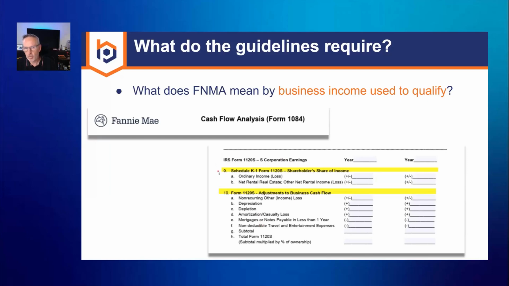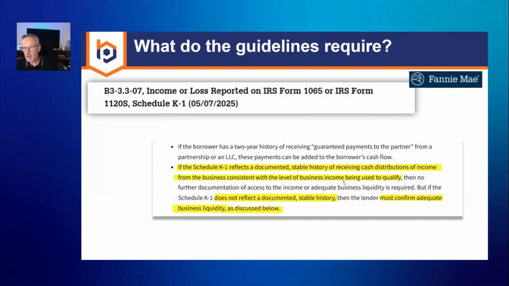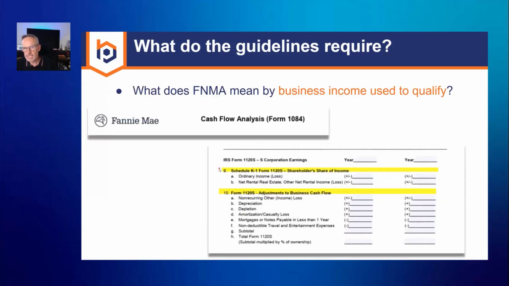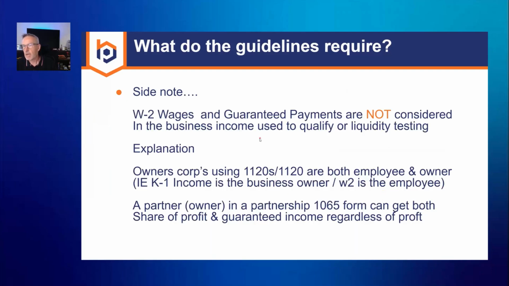So when they say business income being used to qualify, they're viewing it as number 9 and number 10, which is a combination of your K1 and your percentage of business income. So these are the sections. The W-2s are not included in that. And the reason being is when you own a corporation, whether it's 1120 or 1120S, you're both an employee and an owner. As an employee, like at Blueprint Solutions that I'm talking to you through right now, I am an owner and an employee. I get K1 income as the owner. I get W-2 income as the employee here.